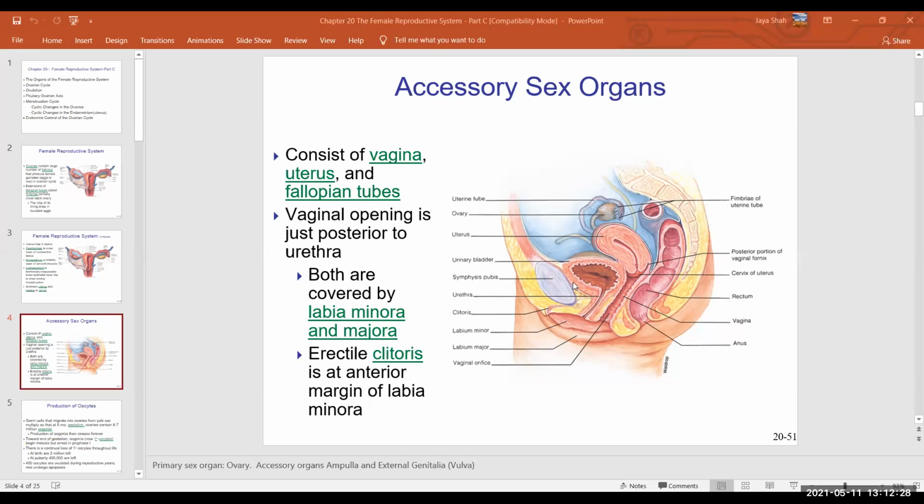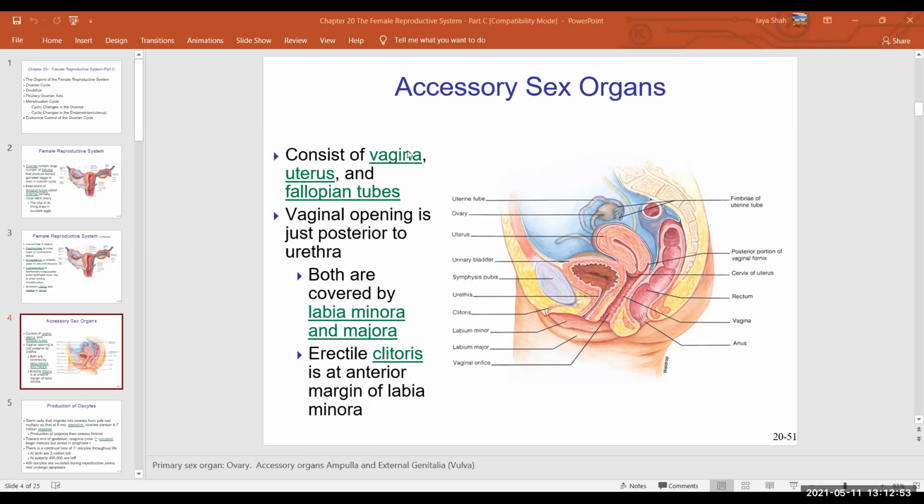The fat anterior to the symphysis pubis, the bone or the cartilage you see here, is a build-up of fat that is called the mons pubis, and there will be a lot of hair around the mons pubis. All this area outside the vagina is called the vulva. Okay.